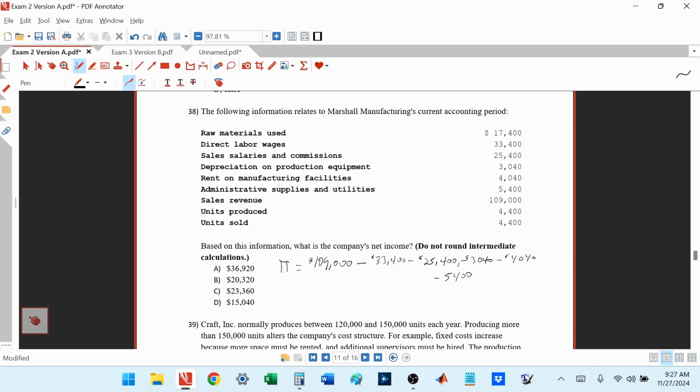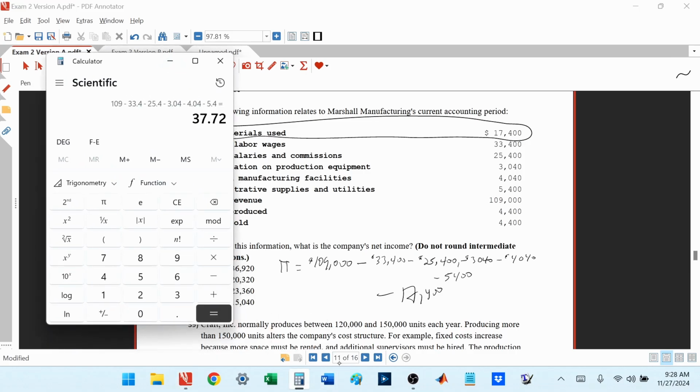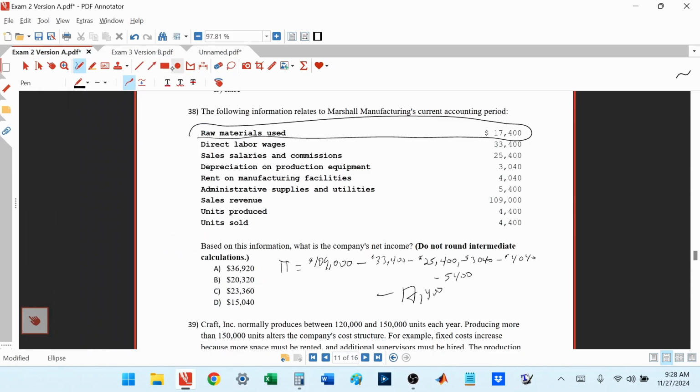$37,720. What did I do wrong? Oh, I forgot to subtract the direct materials cost, 17,400. So go ahead and subtract that as well. I mean, it's all the revenues minus all the costs. That's net income. 20,320, which is what we got there.